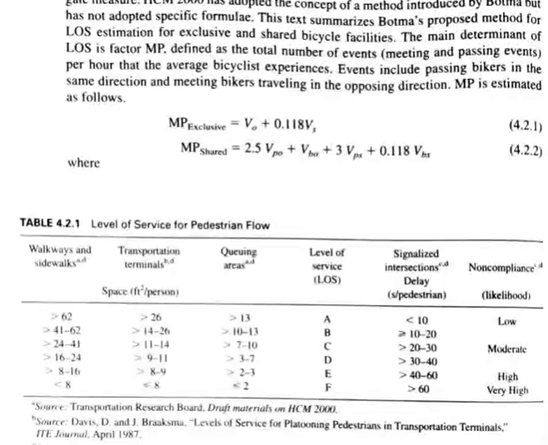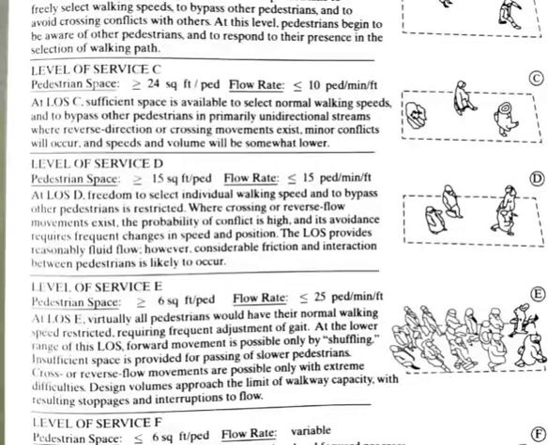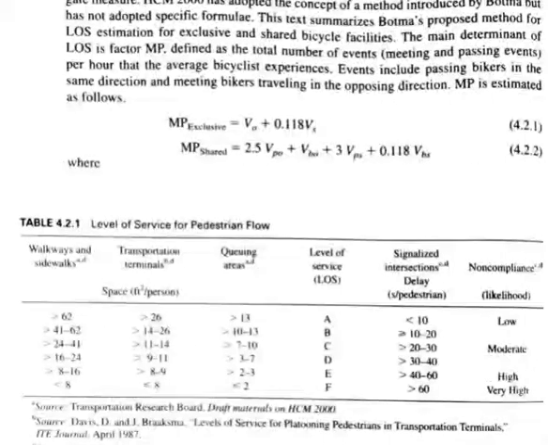The main determinant of this number of events is a factor called MP. For exclusive and for shared types of bicycle facility, we have two different equations. For MP exclusive, the equation is VO plus 0.118 into VS, and for MP shared, the equation is 2.5 into VPO plus VBO plus 3 VPS plus 0.118 VBS.